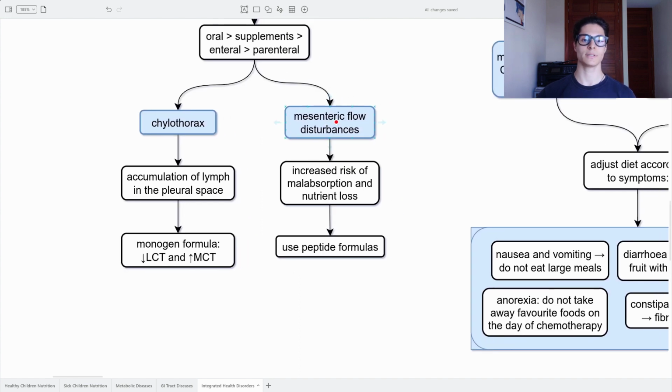On the other hand, in the mesenteric flow disturbances, there is an increased risk of malabsorption and nutrient loss. And here we have to use peptide formulas. So that means digested proteins.